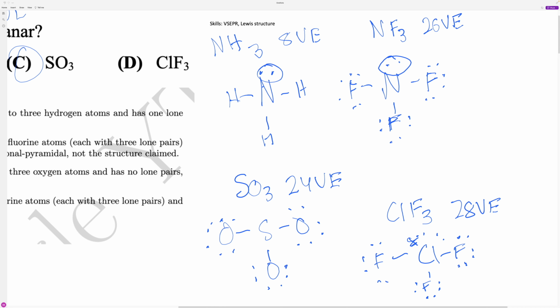So that's our structure. Of course, this isn't only 3 bonding groups, it also has 2 lone pairs, so it gives a T-shaped geometry, which you don't need to know. As long as you know what trigonal planar is, you know that the answer is C.